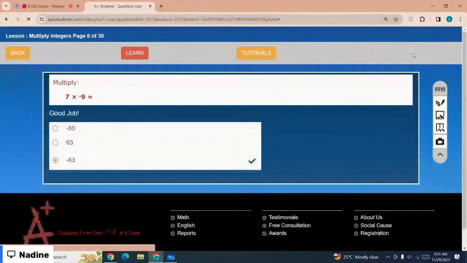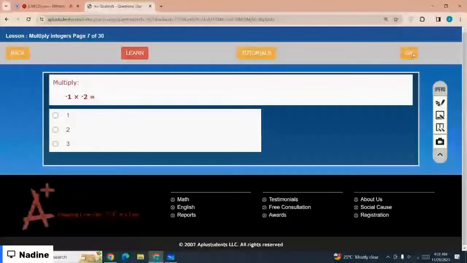Okay, negative 1 times negative 2, which is the correct option? You are multiplying two negative numbers, so the answer must be positive. The correct option is 2.